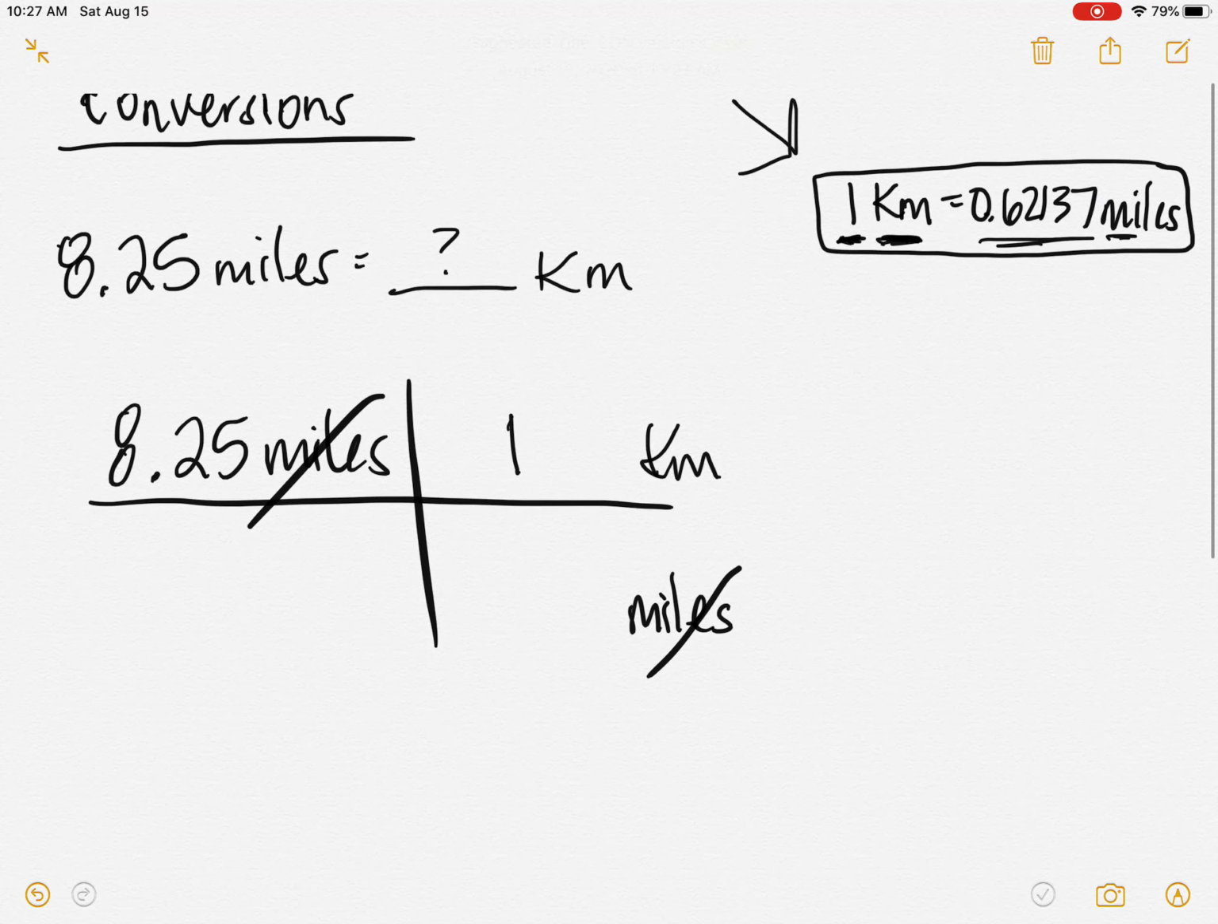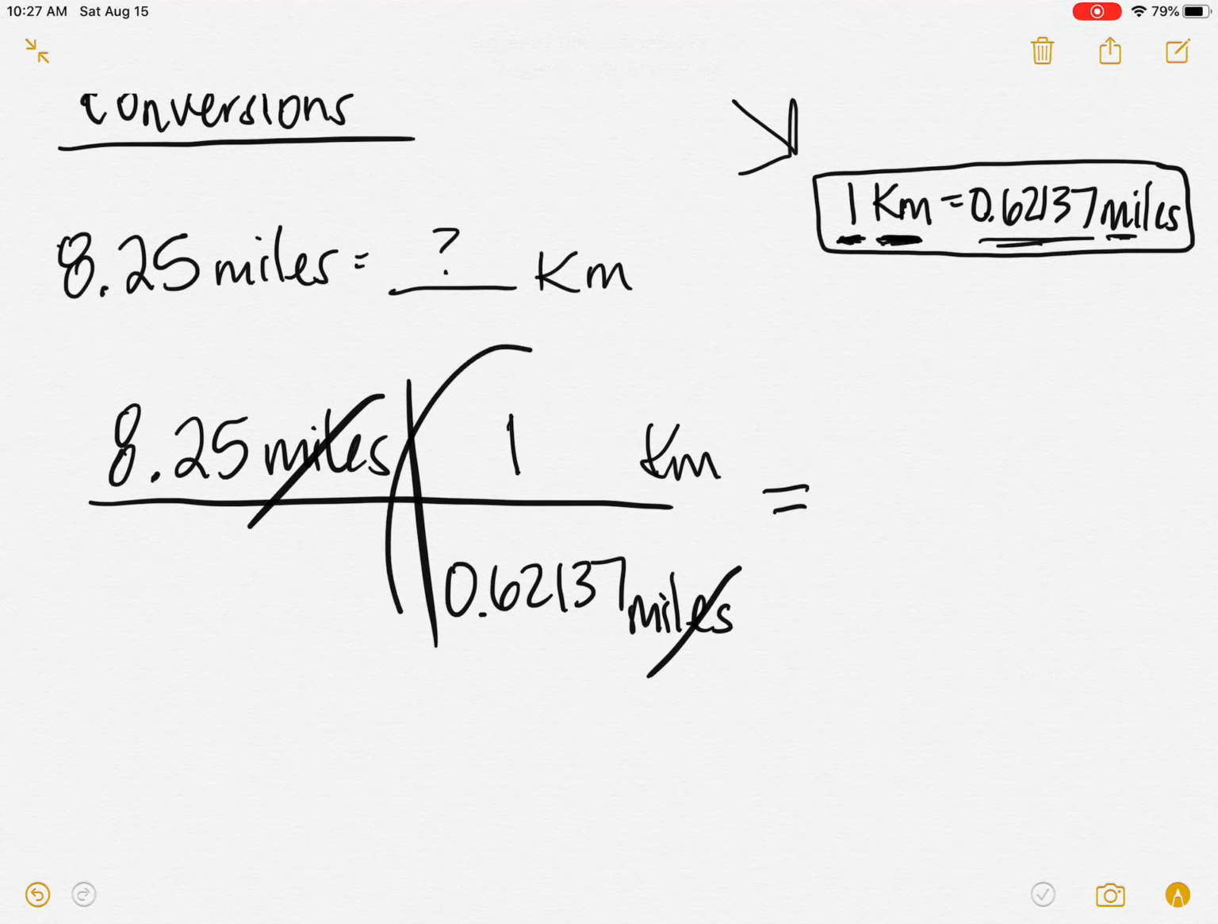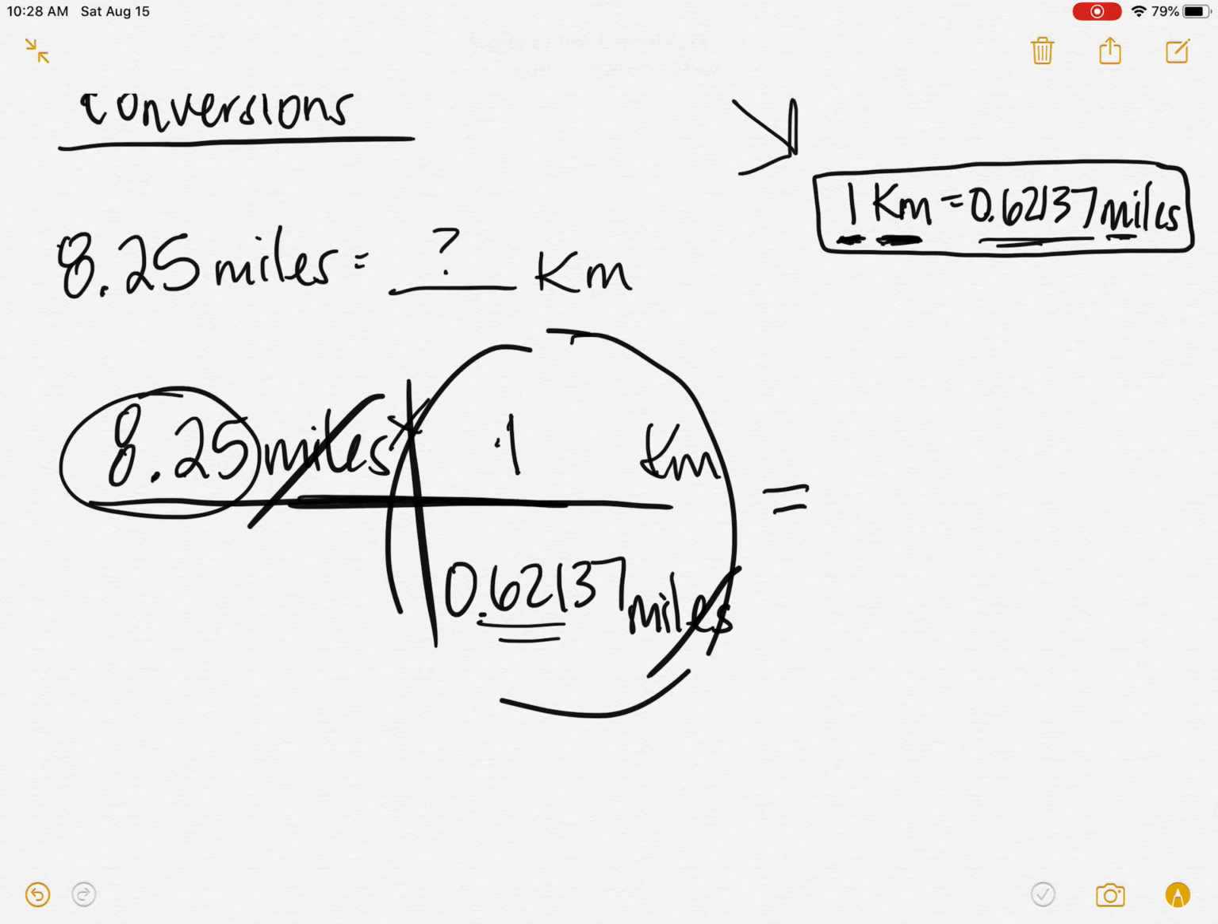Okay, so here we go. 0.62137 miles. So you notice that my conversion factor is kind of flipped upside down this time, it doesn't matter, okay? That's perfectly fine. So then how do I evaluate this? Well, technically, I would take 8.25 times 1, but of course, that's just going to give me 8.25. But then this other number is on the bottom of the fraction. So of course, when something's in the denominator, I'm going to divide. So what I'm essentially doing is 8.25 divided by 0.62137.